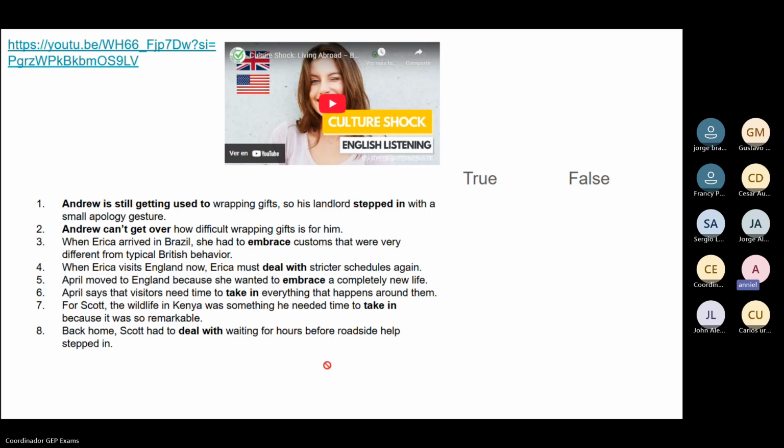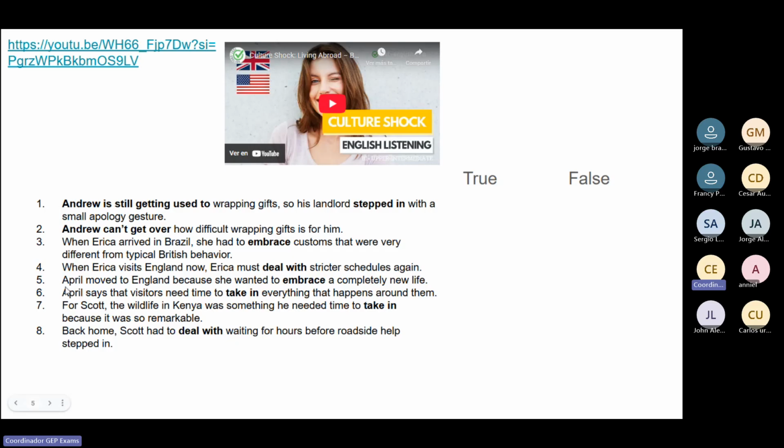Third one, when Erika arrived in Brazil, she had to embrace customs that were very different from typical British behavior. Okay, Carlos. Read number 4. When Erica visits England now, Erica must deal with stricter schedules again.